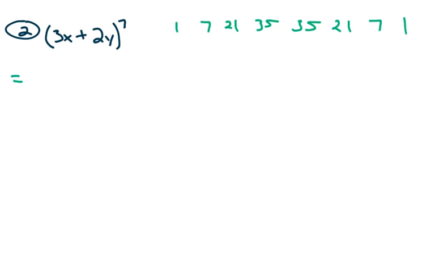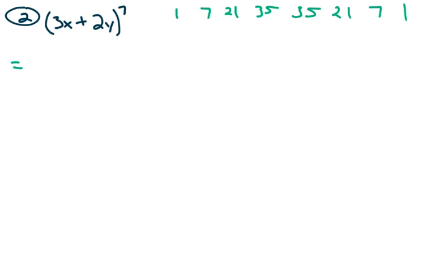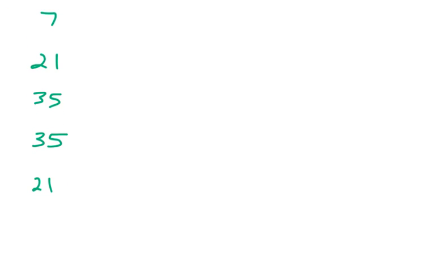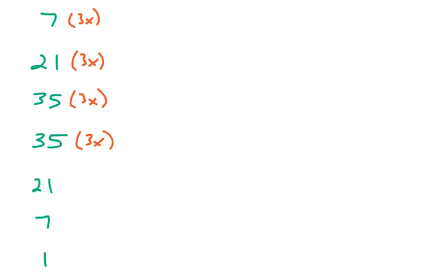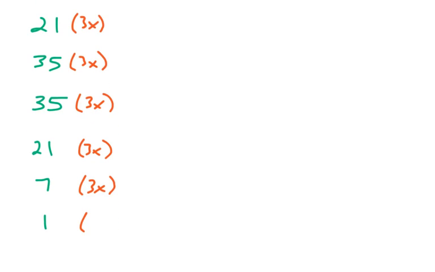So I'm going to write this out. I'm actually going to do this vertically. It might actually be easier to do it vertically. So 1, 7, 21, 35, 35. I'm going to slide this down. 21, 7, and 1. Now, the first term in my binomial, that was in red, that was right here, so that's going to be 3x. So 3x is going to be in each one of these terms. 3x, 3x, 3x, slide that down, 3x, 3x, and 3x.